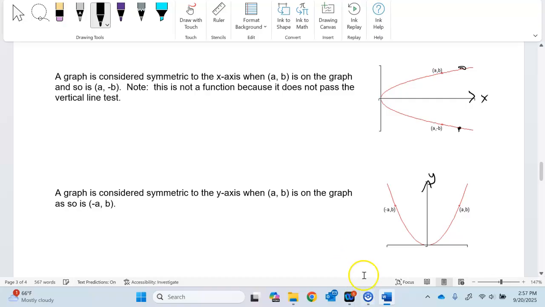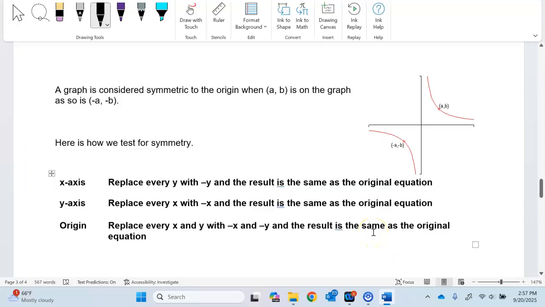This guy's symmetric around y. This one's a little trickier, to be symmetric around the origin. This one you have to kind of use your imagination for. Let's see if I can do this. The idea here is if you rotate the whole graph 180 degrees, like I put a pin there and rotate it, then you get the same picture. This piece will end up over here, and this piece would end up over here.